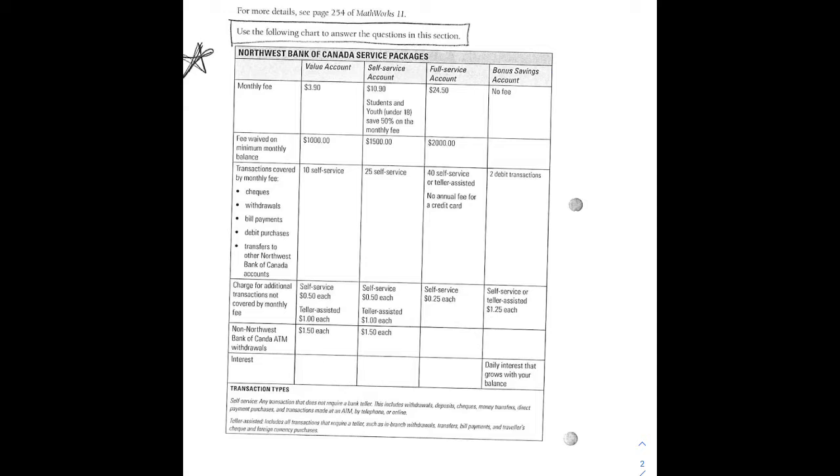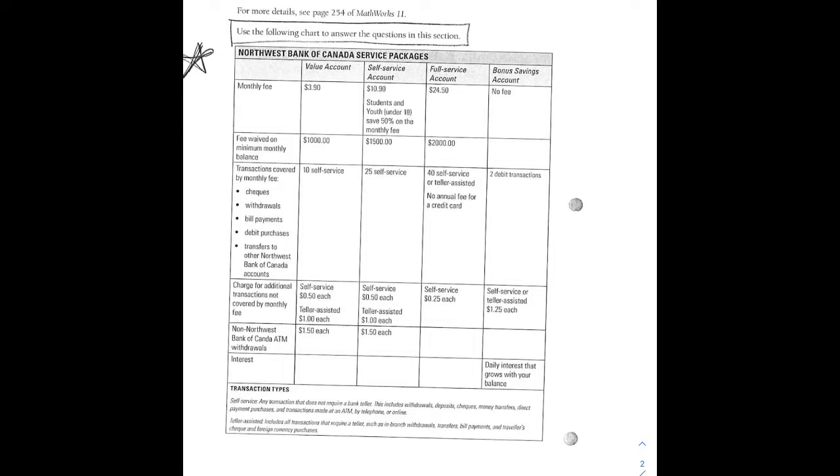Here we can see all the different accounts which are listed above, and then their fees and their service charges and whatnot. It's just important to understand how all this works. Something down here, a transaction type. What is a self-service? It's really important to understand. It's any transaction that does not require a bank teller. This includes withdrawals, deposits, checks, money transfers, direct purchases, and transactions made at the ATM, telephone, or online.